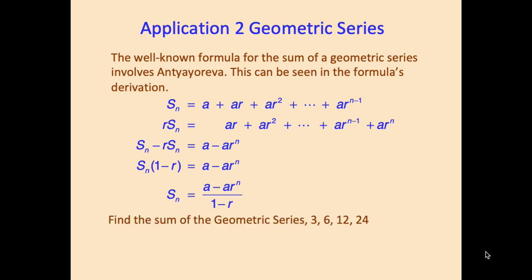So, for example, in finding the sum of this geometric sequence, 3, 6, 12, 24, we can put in the first term in the formula as 3, and then the next term on from 24 will be 3 times 2 to the power of 4, and that gives 48. So we have 3 minus 48 over minus 1, which gives 45.